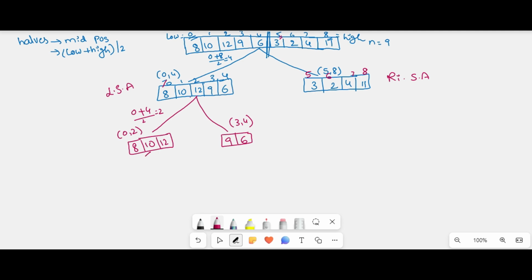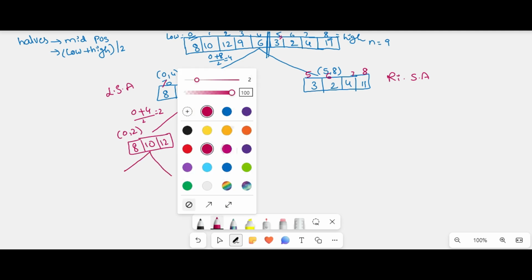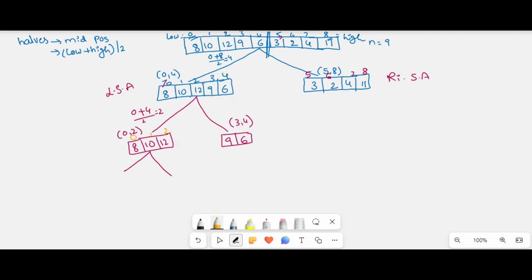Now again (low plus high) by 2. For 0th, 1st and 2nd positions, (0 plus 2) by 2 is nothing but 1. So the left sub array is 8, 10, and the right is only one element, 12. And the other array is divided using (3 plus 4) by 2, which is 7 by 2, meaning 3. The array is divided like this: the left sub array is simply 9, the right sub array is 6.